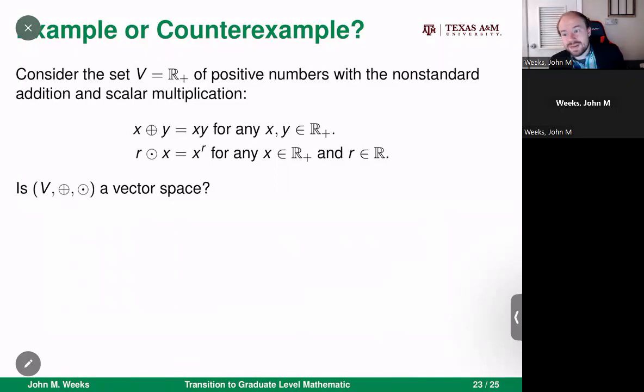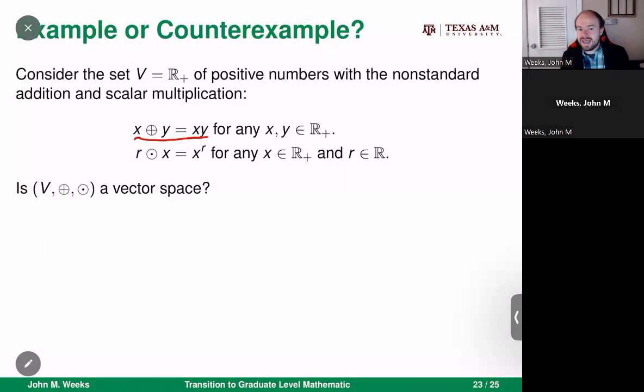Now, we're not asking under the standard addition and multiplication, because positive numbers aren't closed under the standard addition, right? We know we can subtract numbers, and 1 minus 2 is not a positive number. So it's not closed under the standard addition, but we're not using that here. Instead, what we're using is a non-standard addition.